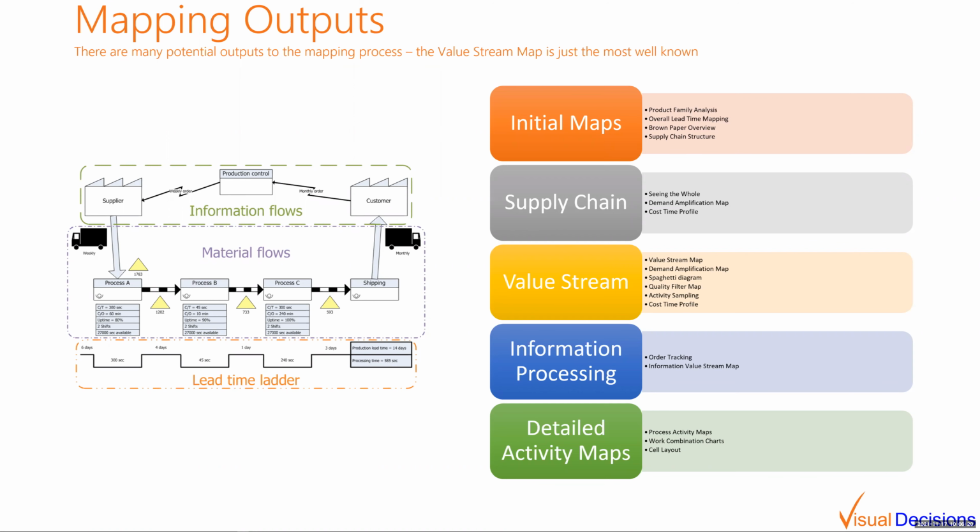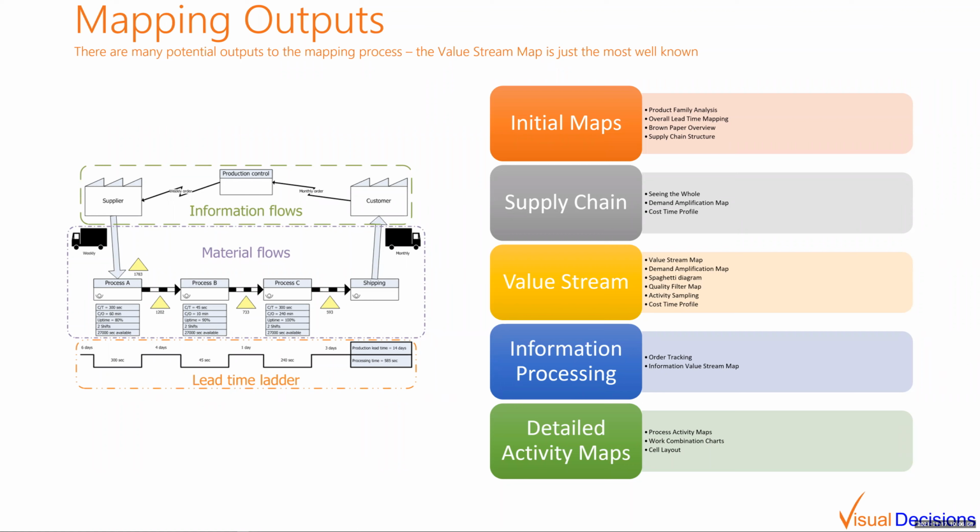This generally looks to group individual products into families based on identifying commonalities in their manufacturing process. Overall lead time mapping. This can be viewed as a Gantt chart or as a Pareto and looks to quantify the total lead time. This can also cover information flows, material flows, manufacturing, service, et cetera. Anything that's considered to be part of the lead time for that product. Brown paper overview. This is a very high level flow chart of the overall flow within the factory. Supply chain structure is a high level analysis of the various suppliers in the process.